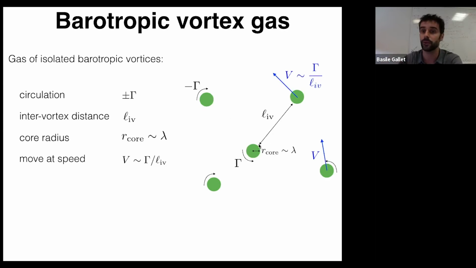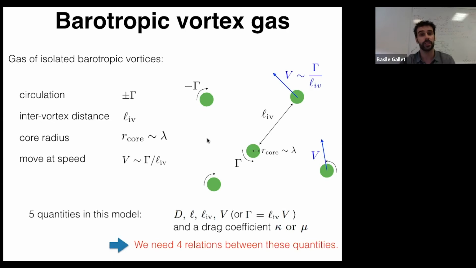We considered a gas of vortices, very idealized. You see, they have either two values of the circulation for these vortices, either plus gamma or minus gamma. They have a core radius, which is given by the Rossby deformation radius, lambda, which is the injection scale of baroclinic instability. There is an intervortex distance here, LIV, inside this model, a typical value. And as a consequence of mutual induction between these point vortices, well, the vortex cores will move at a typical velocity, capital V here, which is circulation gamma divided by intervortex distance, maybe 2 pi times intervortex distance.